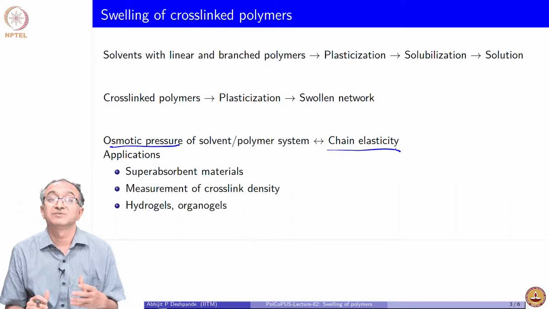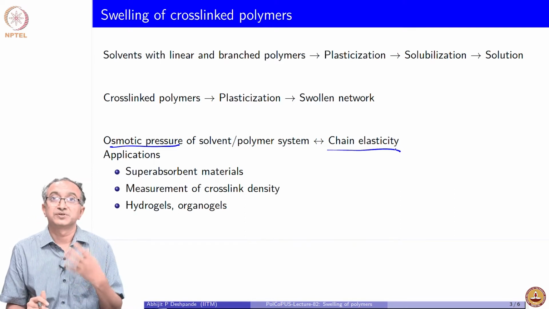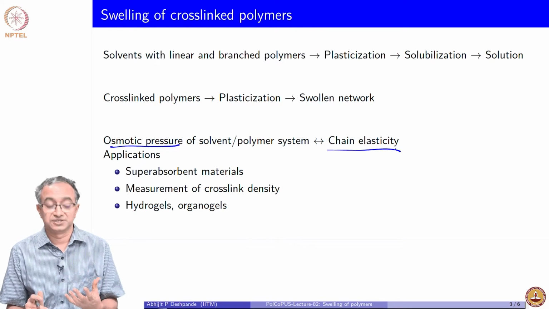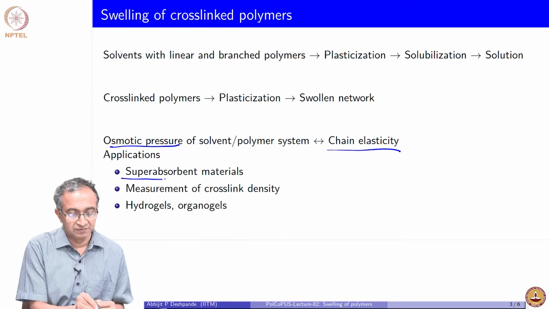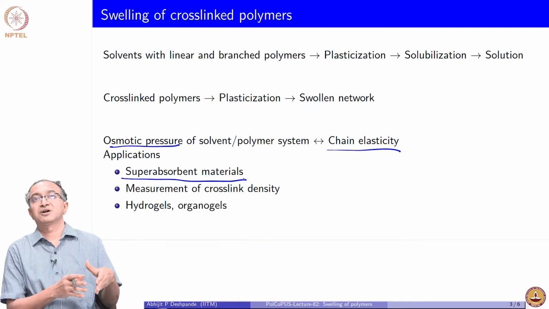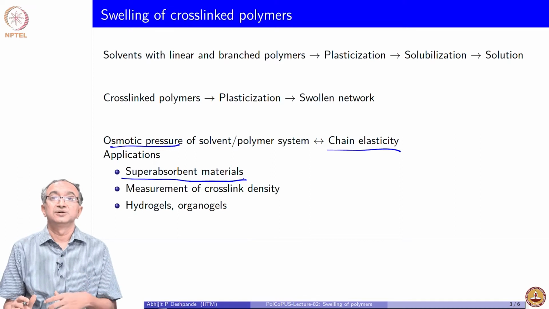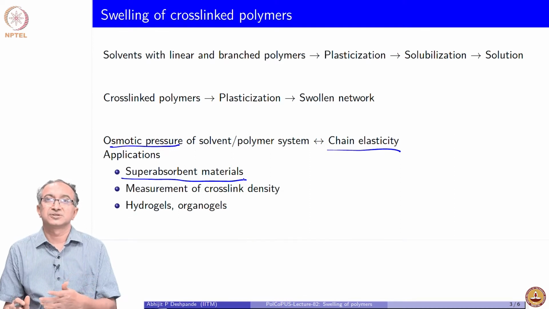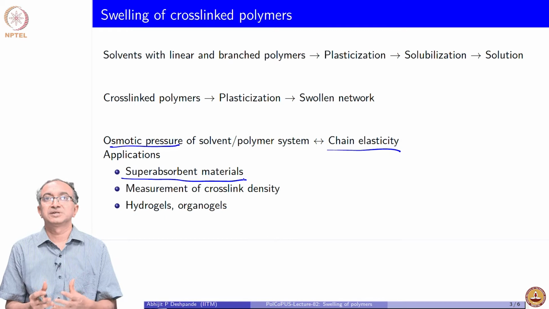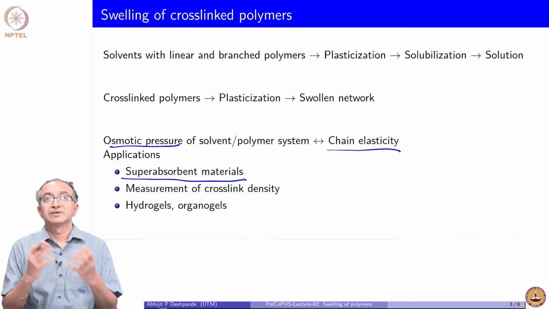Why is this very important? Because swelling is a common phenomenon from a performance point of view as well as a characterization point of view. So, you have super absorbent materials which are part of sanitary napkins and diapers. They are also used in agriculture to retain the moisture in the soil.